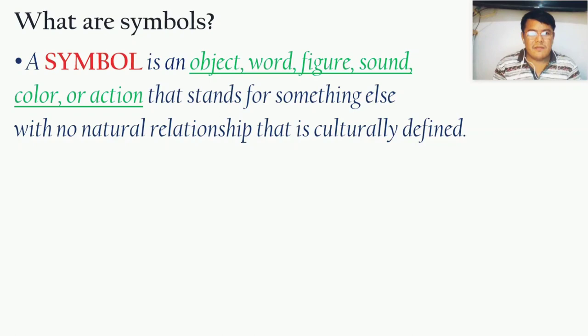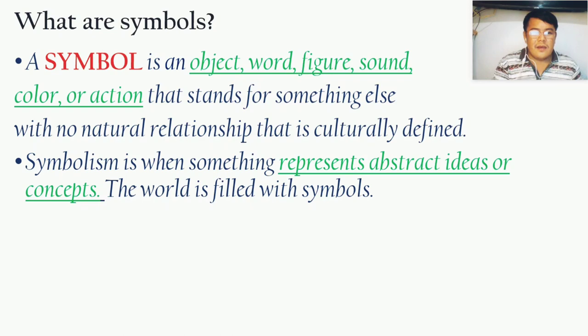Halimbawa, yung dove. Actually, wala siyang connect sa peace. Pero siguro, dahil sa Bible, after ng paglubog ng mundo, di ba? Yung dove ang bumalik kay Noah. I don't know. Because there are so many symbols na actually, wala siyang relationship doon sa talagang meaning niya. Symbolism is when something represents abstract ideas or concepts. The world is filled with symbols. No? So para maipakita mo, ma-represent mo yung nasa laman nito, gumagamit tayo ng symbols.